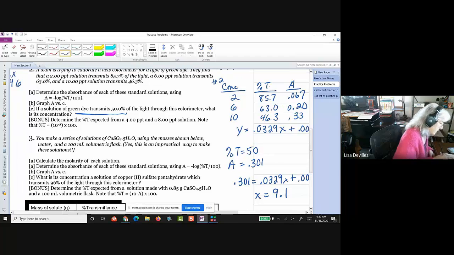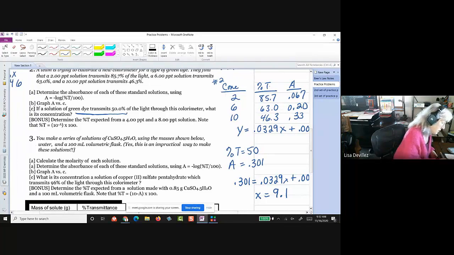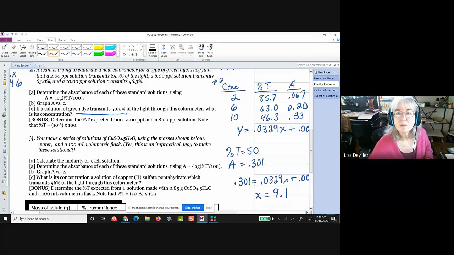Okay. All right, and then now this is what they call the bonus question. Here you're kind of going the other way, where you want the percent transmission from a given concentration. Let me pull this up on mine so I can see that worksheet, because on this sheet it's getting too crowded.